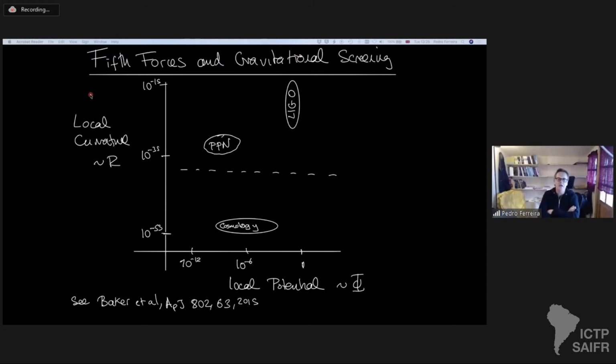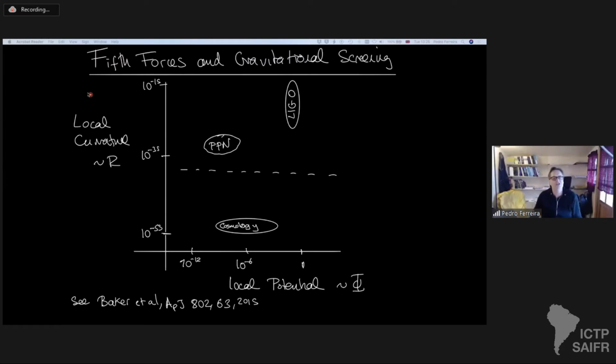Now that's quite interesting, because there are extensive tests of fifth forces, and extensive tests of how, for example, the Newtonian theory of gravity or Newtonian forces are modified. And we know there are incredibly tight constraints.